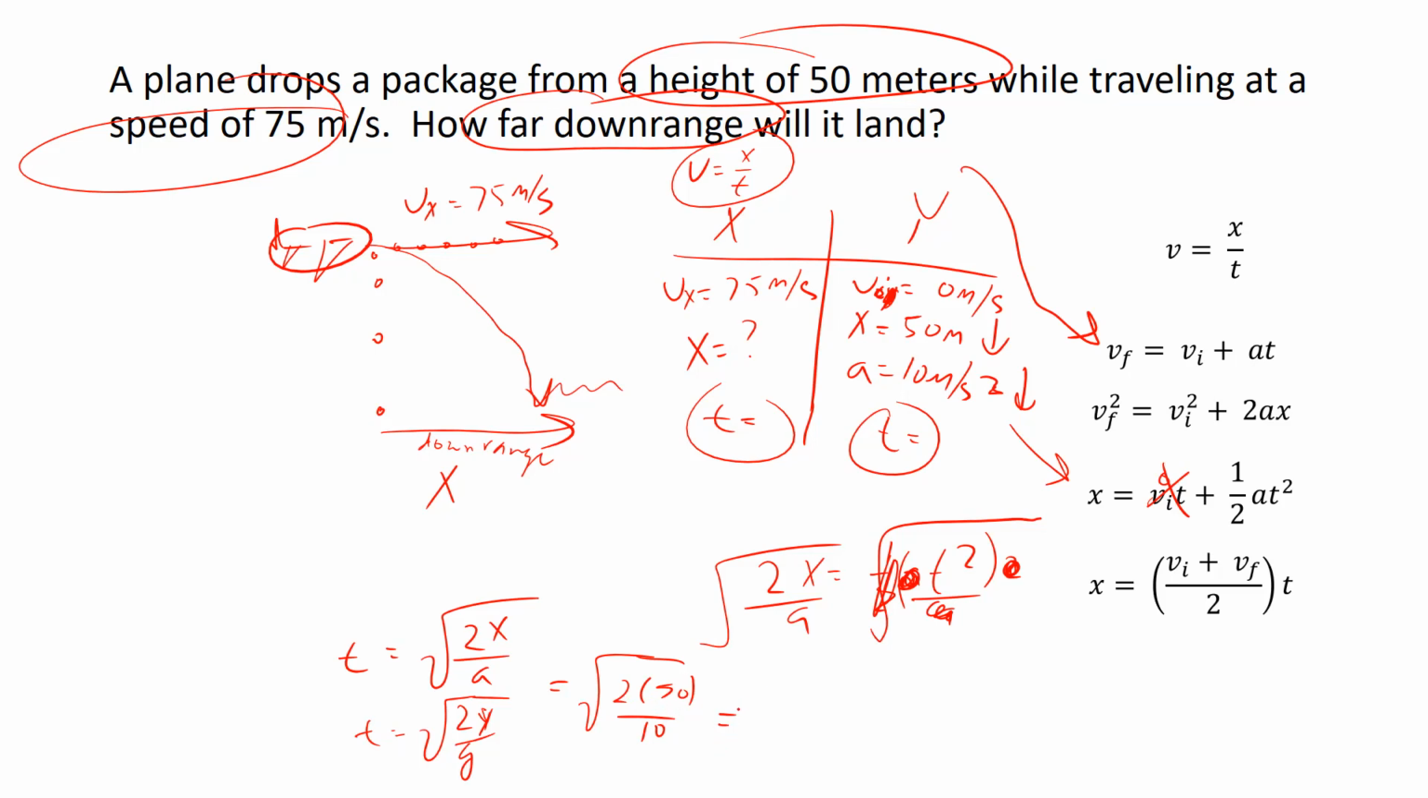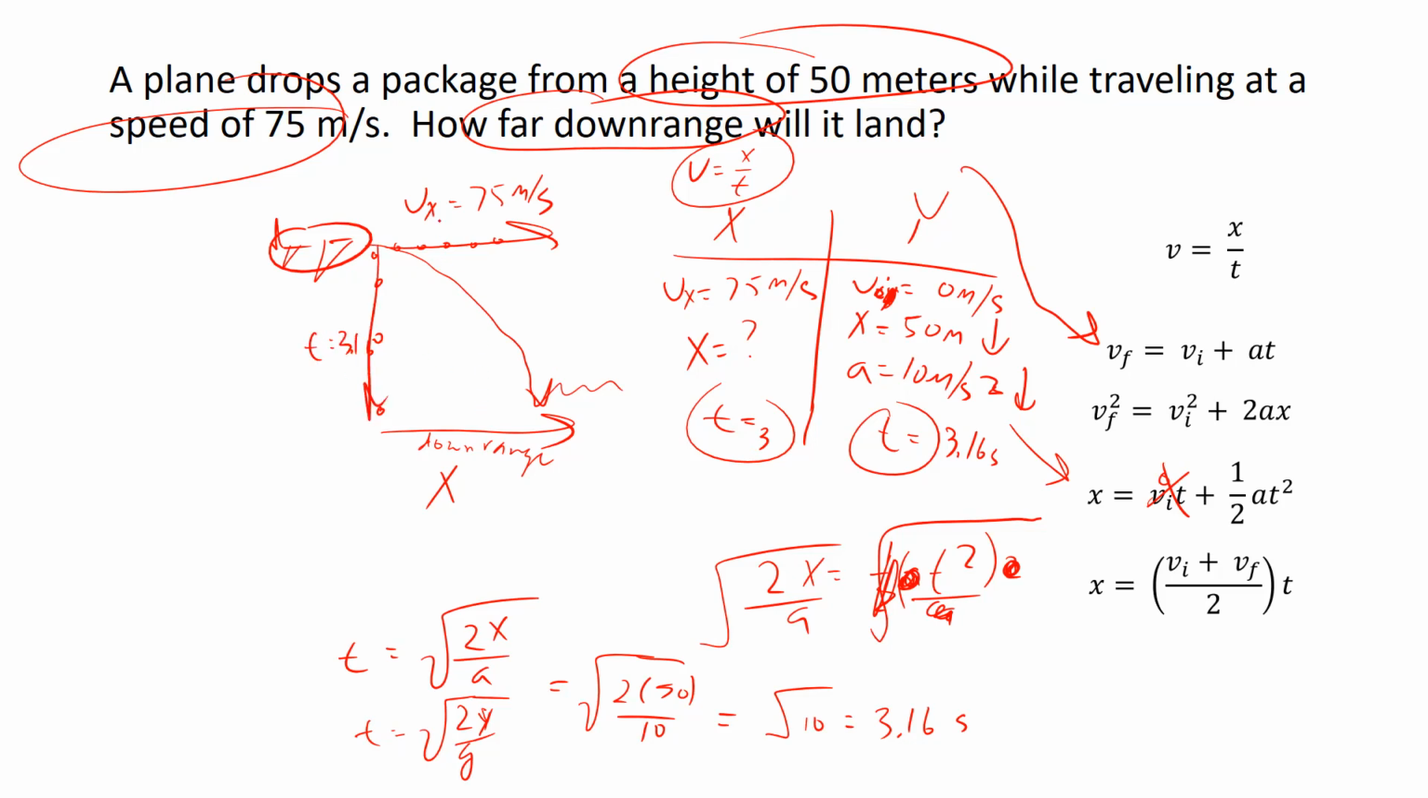So we get 2 times 50 divided by 10, and right now it's 10, but I need to take the square root of 10. The square root of that is 3.16 seconds. So this is 3.16 seconds, which means it's done falling at 3.16 seconds.